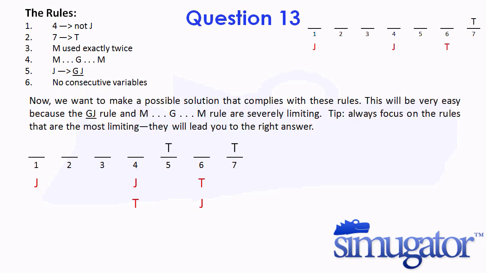So now we want to make one possible solution, or more than that, that comply with the rules. This will be very easy because the GJ rule and the MGM rule are severely limiting. So if you focus on the rules that are very limiting, they will often lead you to the right answer.